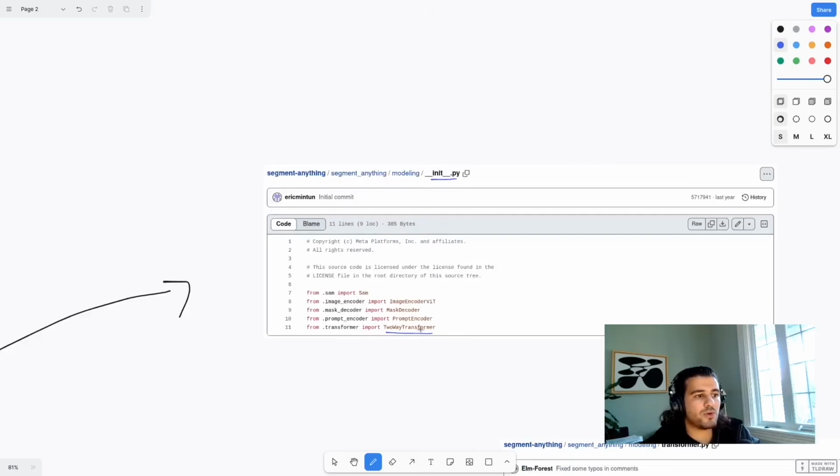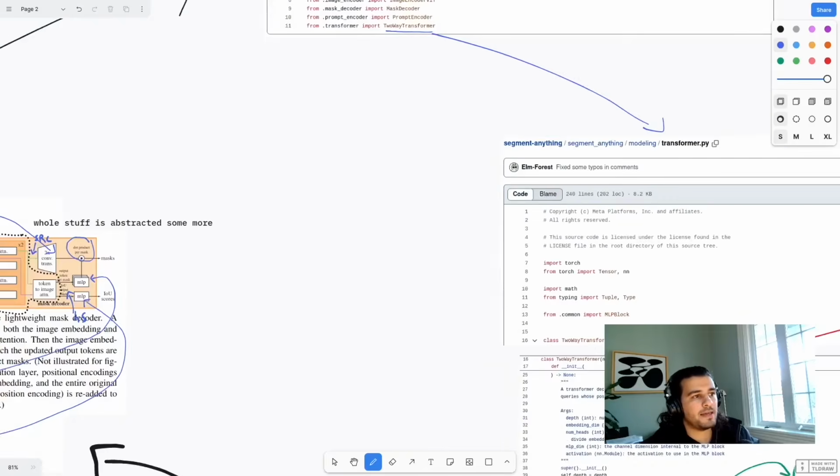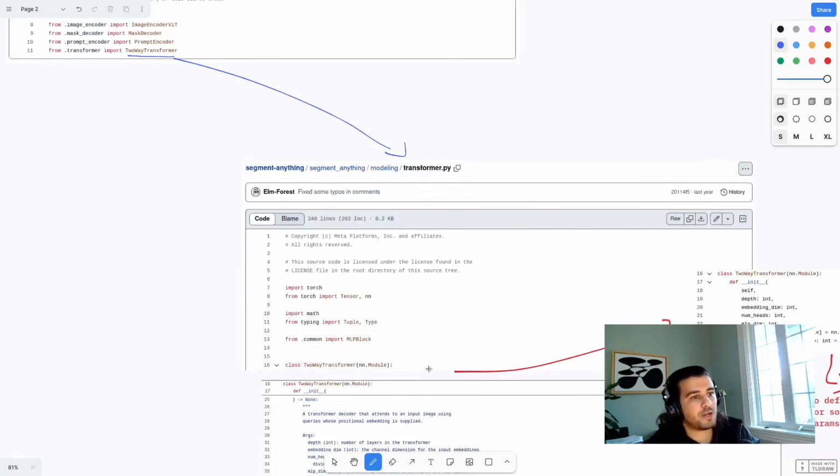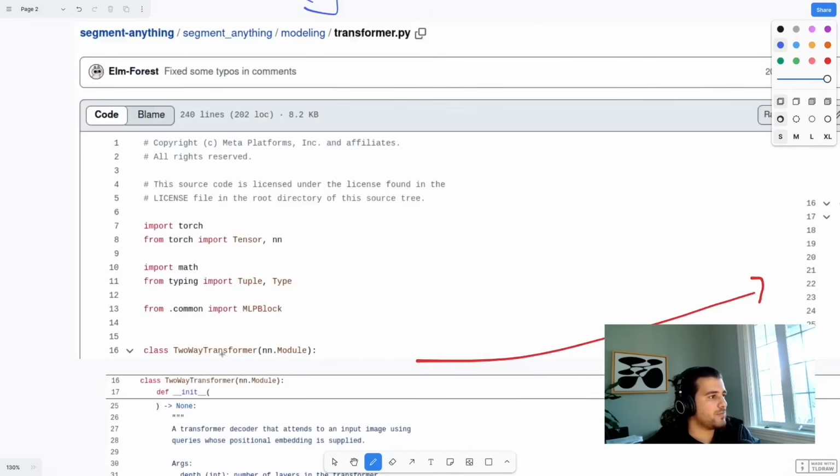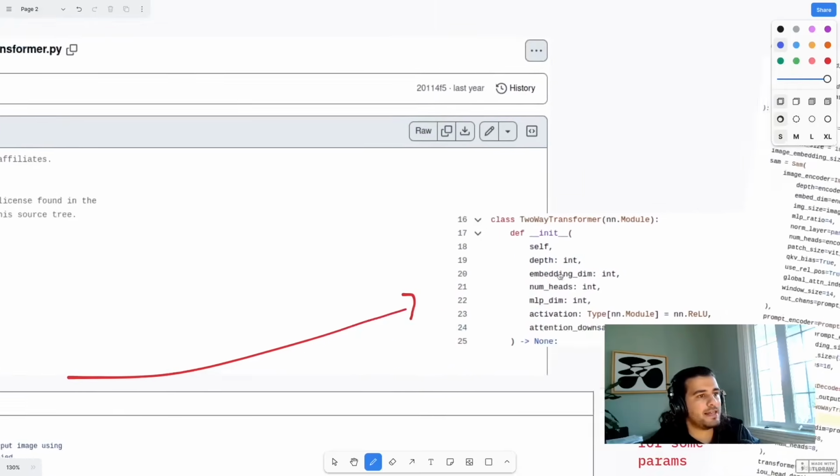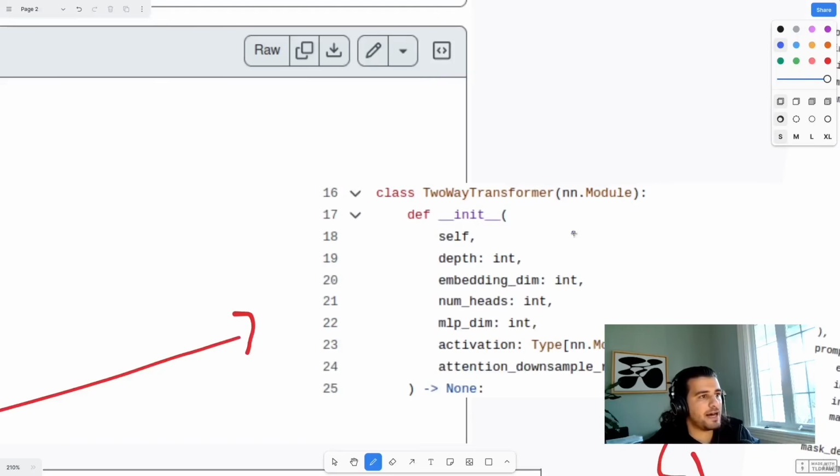So this is what we're looking for. You have to take a look at the transformer file here. In the transformer file, this is where we have the right information about this last bit that was kind of hidden. So the two-way transformer, we get the MLP block and whatever. And then here, this is how it's set up.